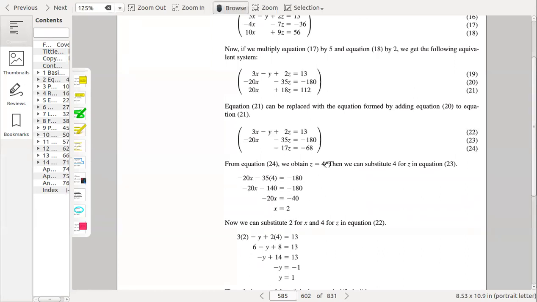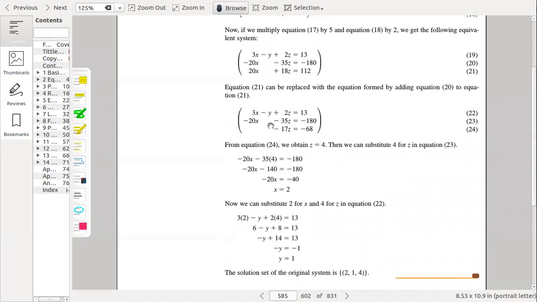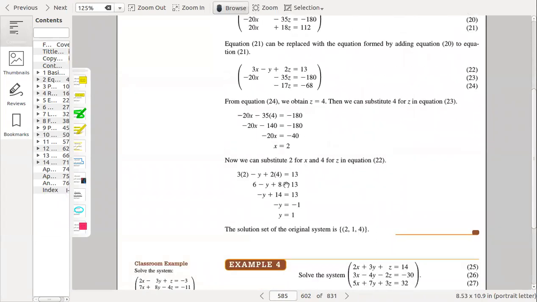And after having this value of z and x, we can substitute these two values in the first equation because the first equation has all three variables. So substituting these in the first, you will have y equal to 1, which is 2, 1, and 4. So this is the solution.